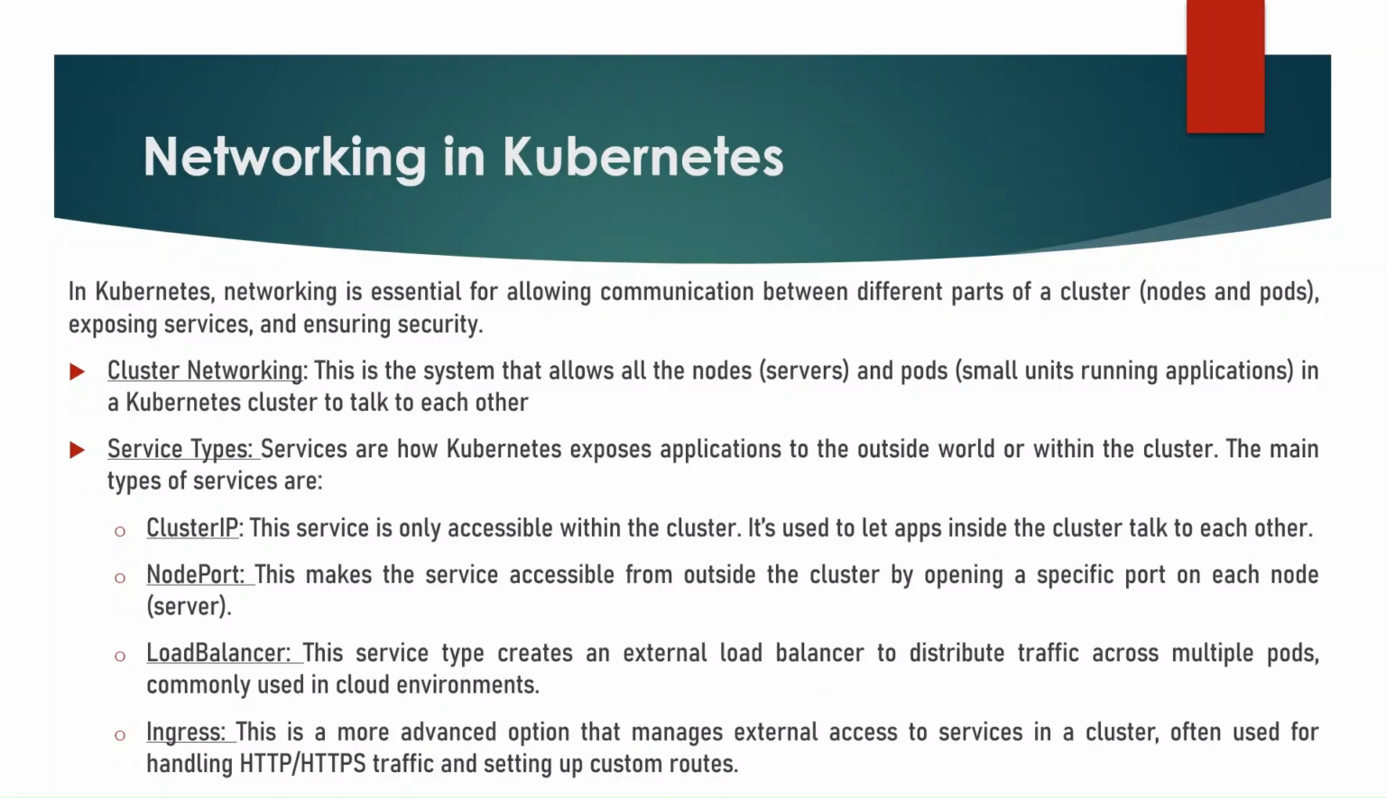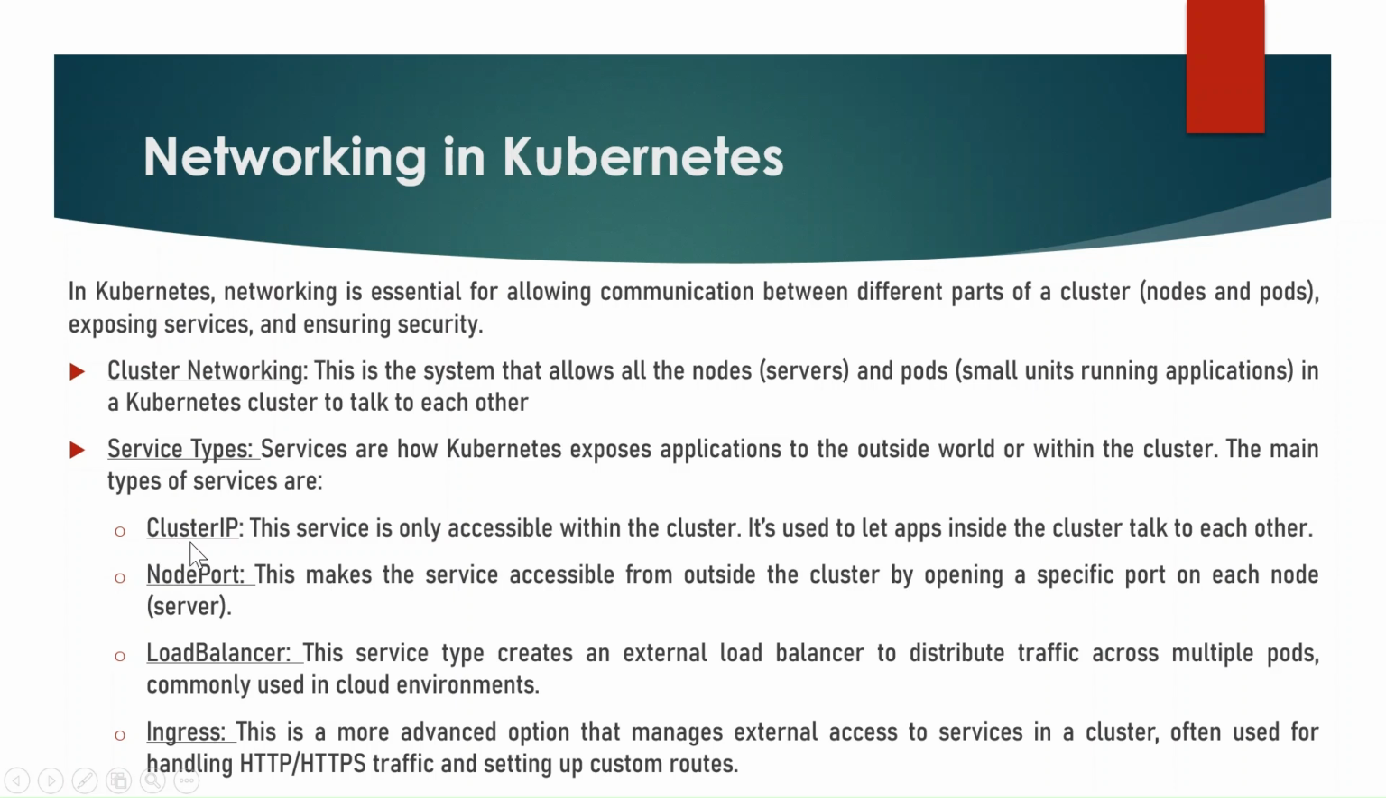Now let's see networking in Kubernetes. In Kubernetes, networking is essential for allowing communication between different parts of the cluster, like nodes and pods, and for exposing services and ensuring security. First one is cluster networking. This is the system that allows all the nodes and pods in a Kubernetes cluster to talk to each other. And the next one is service type. Services are how Kubernetes exposes the application to the outside world or within the cluster. The main types of services are ClusterIP, NodePort, LoadBalancer, and Ingress.